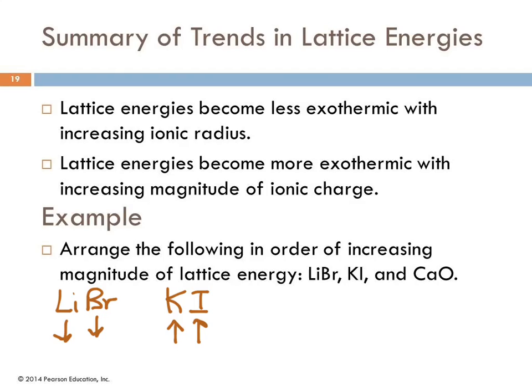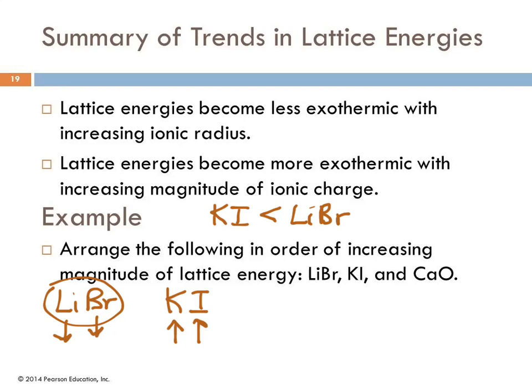Okay, so the charges are the same, but the sizes of the ions are different. Which of these do we expect to have a greater attraction, a larger lattice energy? The lithium bromide. These guys can get closer. Okay, so we're supposed to do increasing magnitude of lattice energy. We'll do this up here by the example. So lithium bromide has greater lattice energy than potassium iodide.